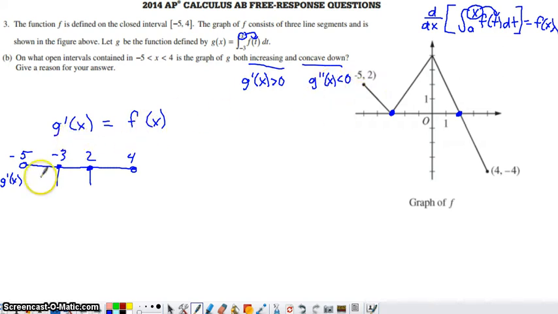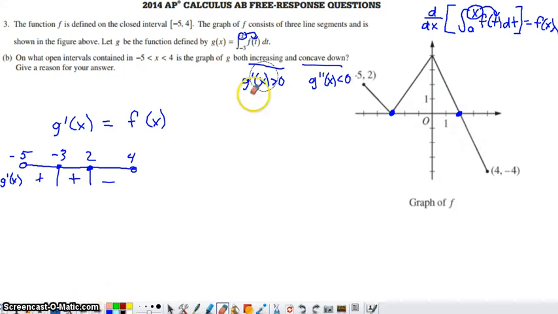Now, f of x is equivalent to g prime. If we want to know the sign of g prime between -5 and -3, we're looking at positive values for f of x there. So we're looking at a positive value for g prime. We're looking at positive values here too. Those values are all above the x-axis. Now on the other side of 4, we're looking at negative values. So we go positive, positive, negative for the sign chart for g prime.